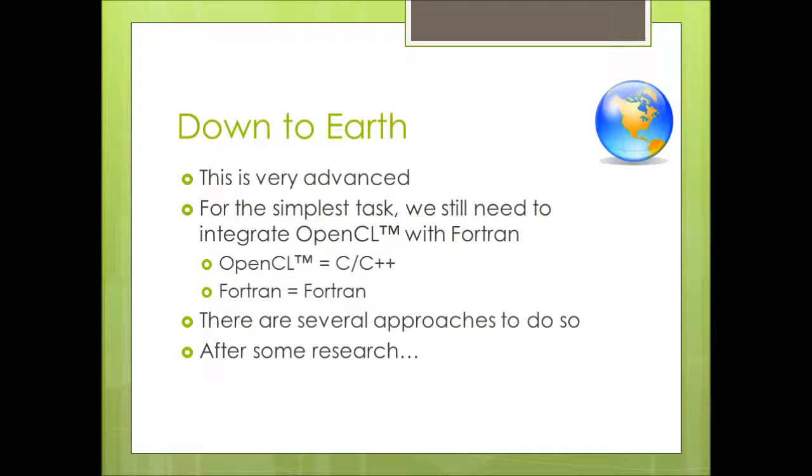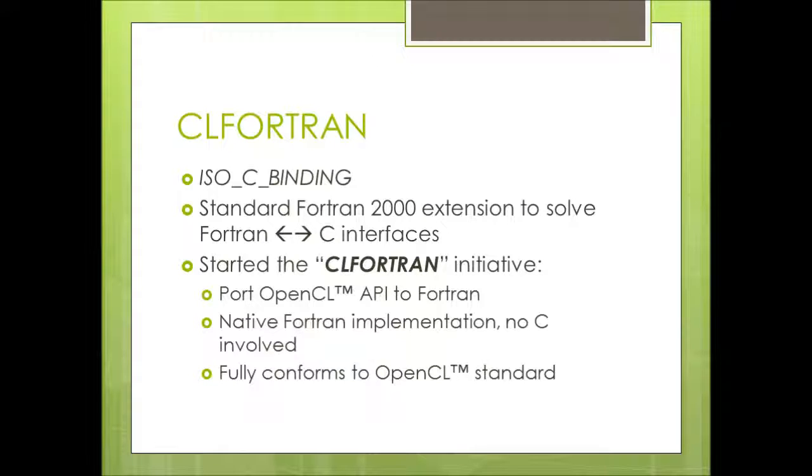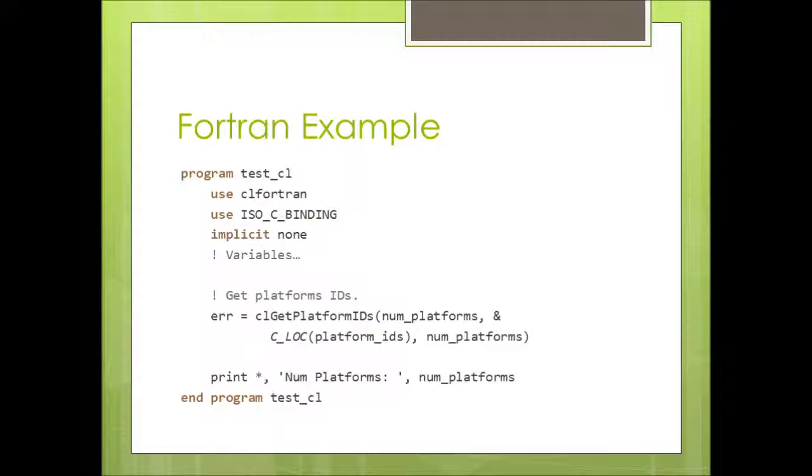We still need to integrate OpenCL with Fortran for the simplest task. Some research was spent on different methods to accomplish that. Finally, the ISO-C binding extension introduced by Fortran 2003 was found to solve bridging issues between C and Fortran. CLFortran was started to port the OpenCL interface to native Fortran with no C code involved. You can see in the example a Fortran call to an OpenCL function, similar to C and using the CLFortran interface.